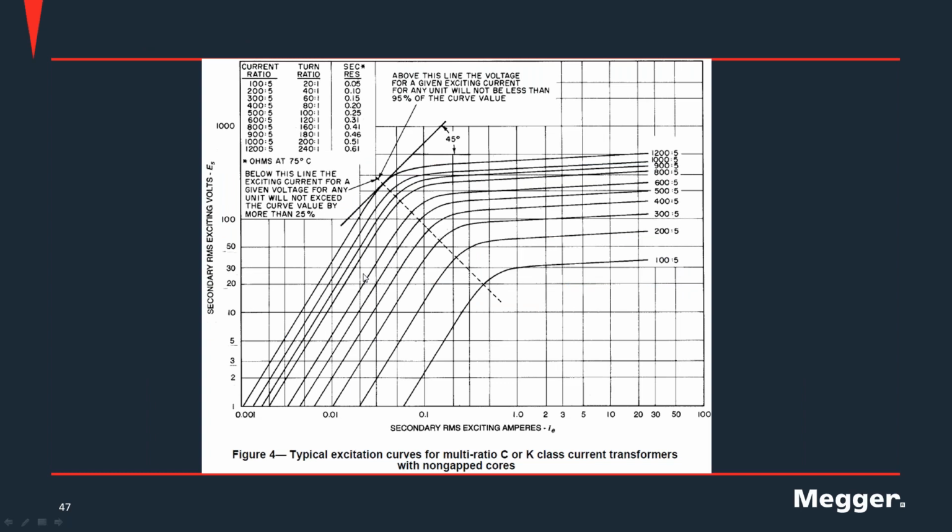So now again, with this curve from the manufacturer, this is just an example of the excitation curve or the saturation curve. After you test, you can clearly see if the CT behaves something like this, compared to what you got from the manufacturer.